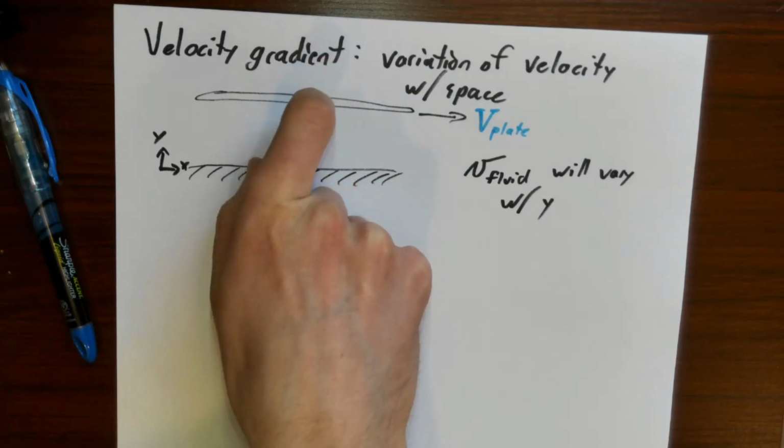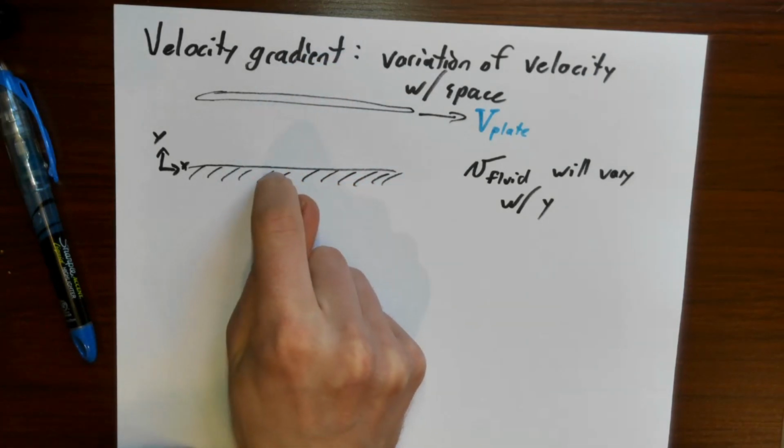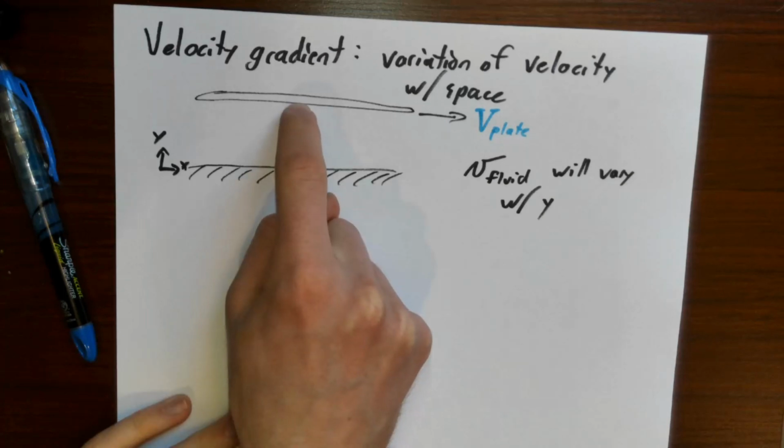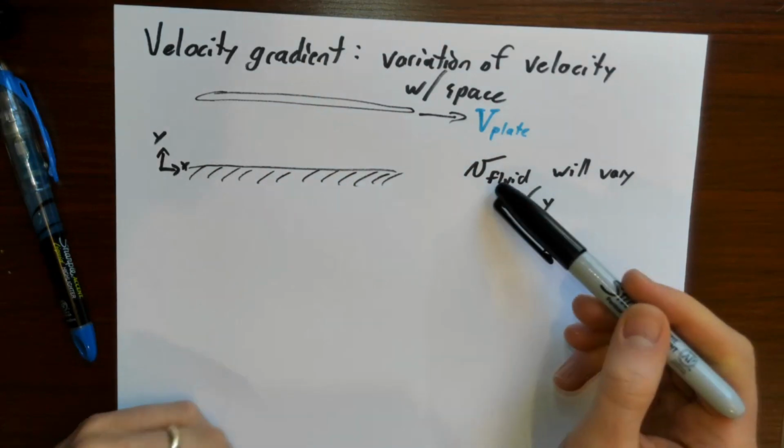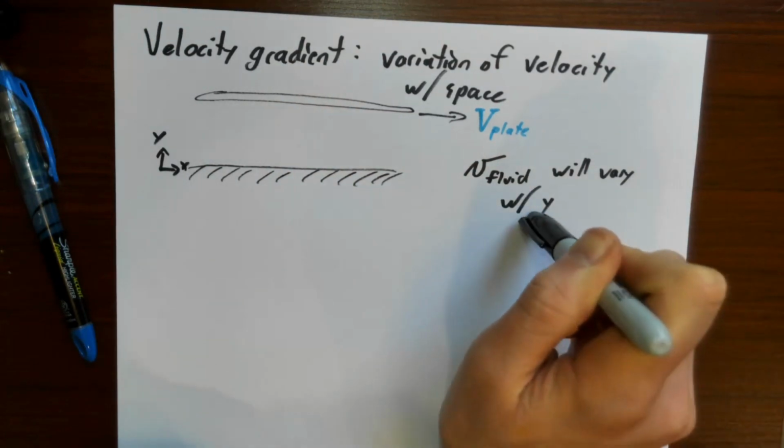And any molecules in between are going to be somewhere between this zero velocity of the fluid at the bottom and the velocity of the plate at the top, right? So we anticipate the velocity of the fluid varying with y.